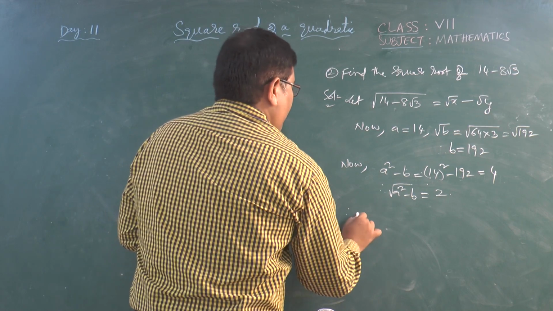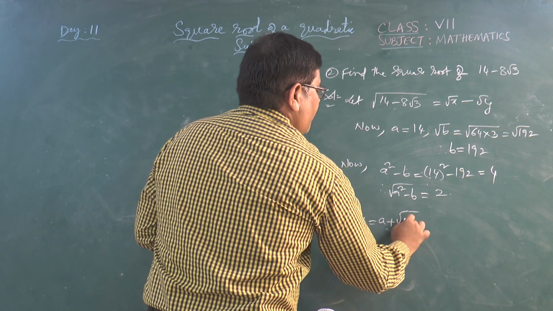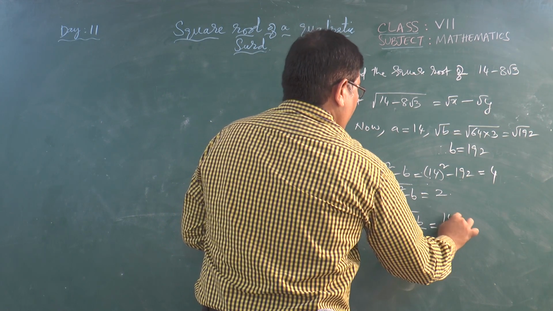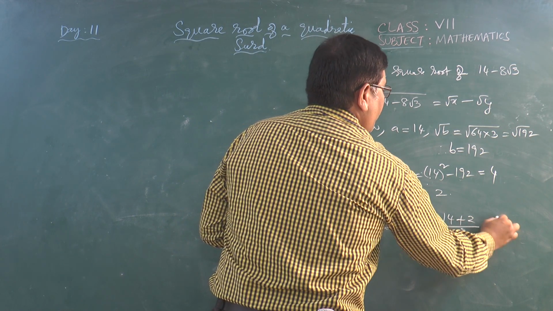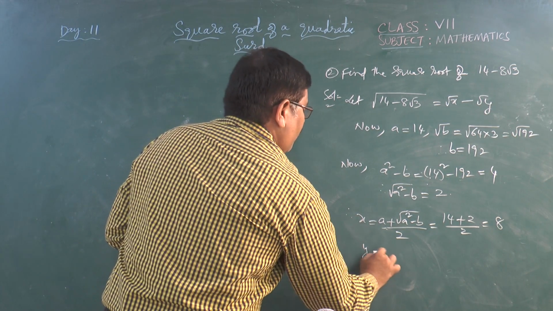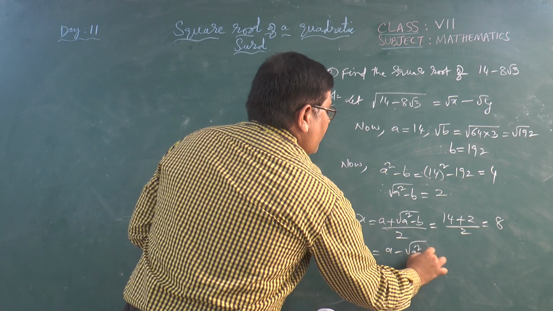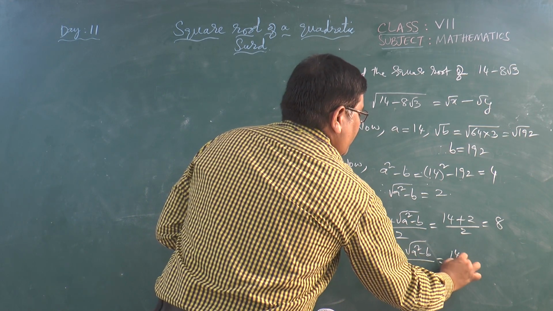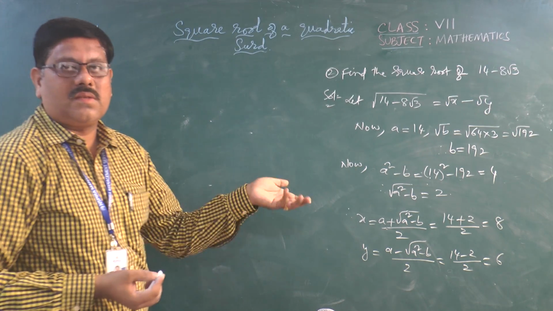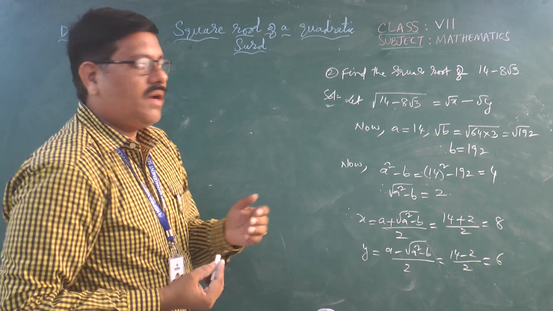Therefore, I can say x is equal to a plus root over a square minus b by 2. That is, a is 14, 14 plus 2 by 2, that is going to be 8. Because 14 plus 2 is 16 upon 2, that is 8. And y is equal to a minus root over a square minus b by 2. That is 14 minus 2 by 2, that is nothing but 6. 14 minus 2 is 12 upon 2 is 6. So, I got x value and y value.